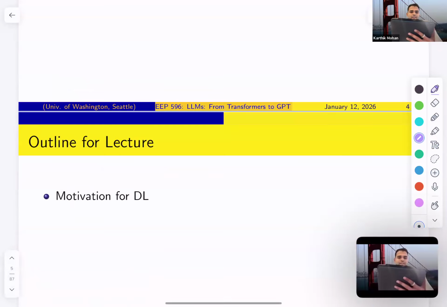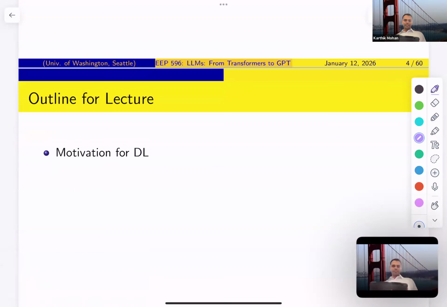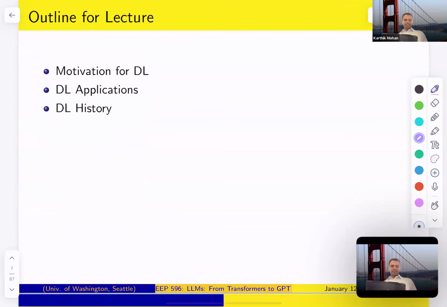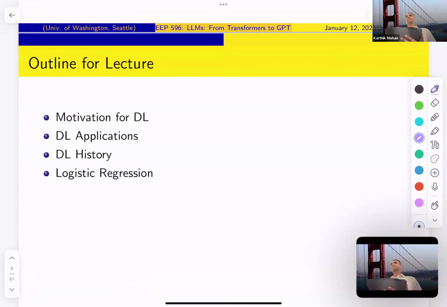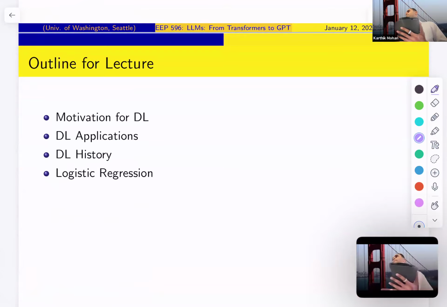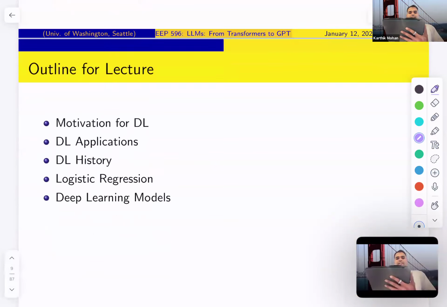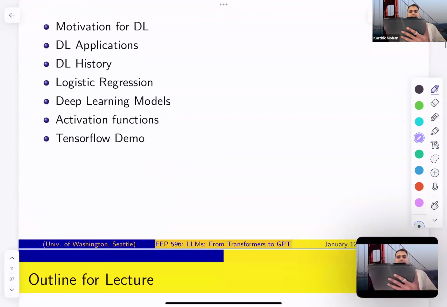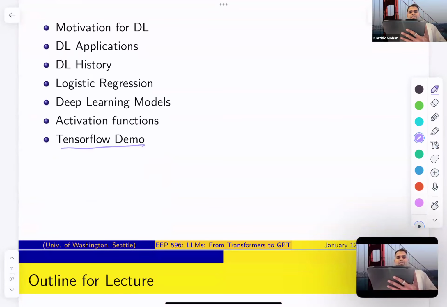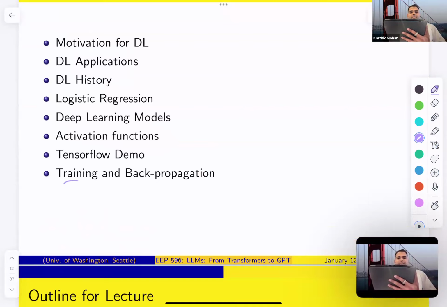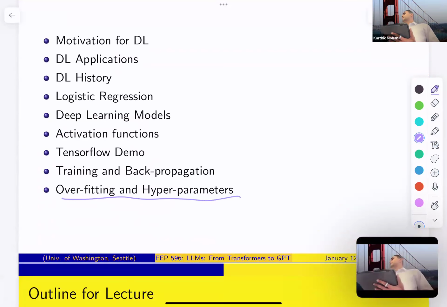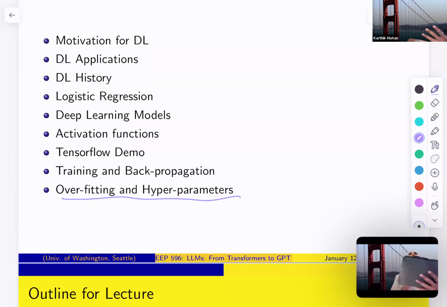So the outline for the lecture today is we'll go through motivation for deep learning, some DL applications, history, then logistic regression, one of the first and the simplest machine learning classifiers, a linear classifier, deep learning models, activation functions, and hopefully we have time for a small TensorFlow demo, and then we'll look at training and backpropagation concepts, and then overfitting and hyperparameters. So it's a very quick rundown of classical deep learning concepts.